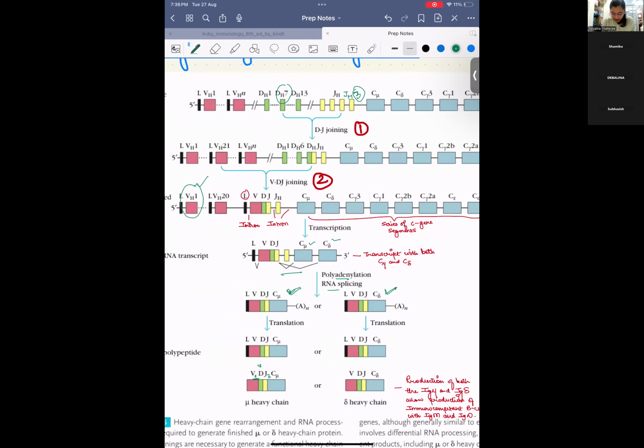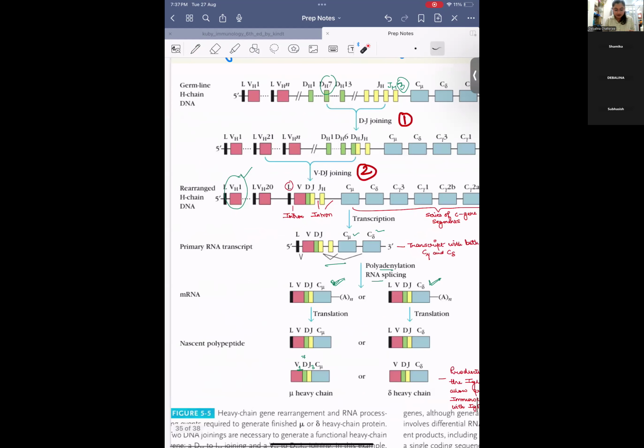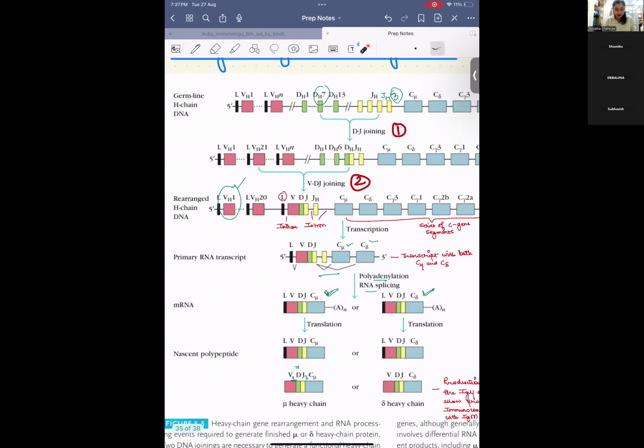So consider that, from this point, this can combine with either this or this. But it's not like one cell is only going to produce either this or this. You have multiple such RNA transcripts, because this is a rearrangement that happened, and this transcript is going to be transcribed multiple times.